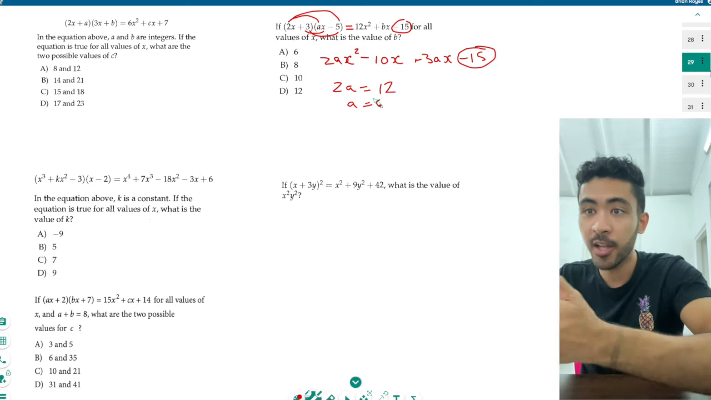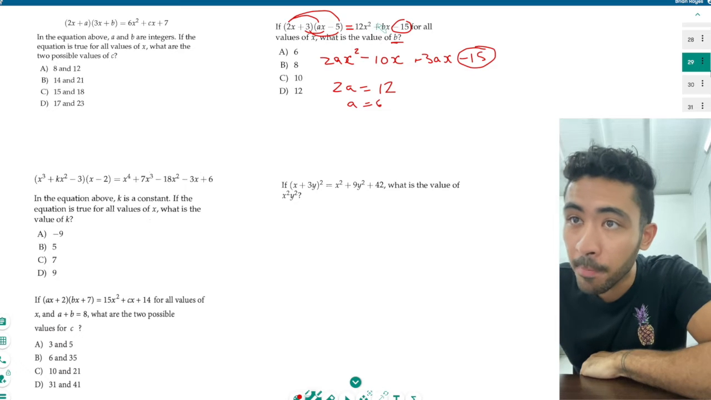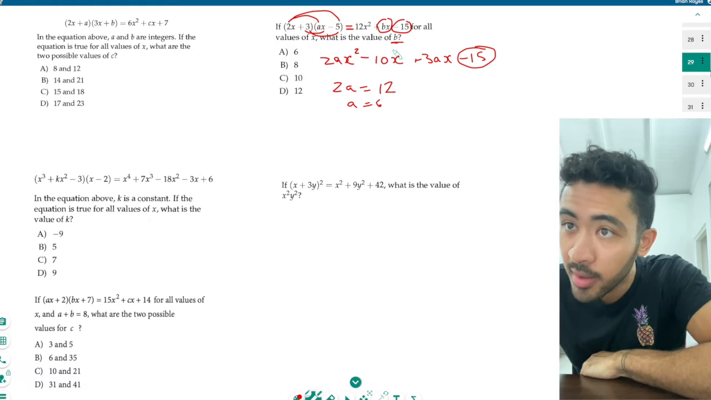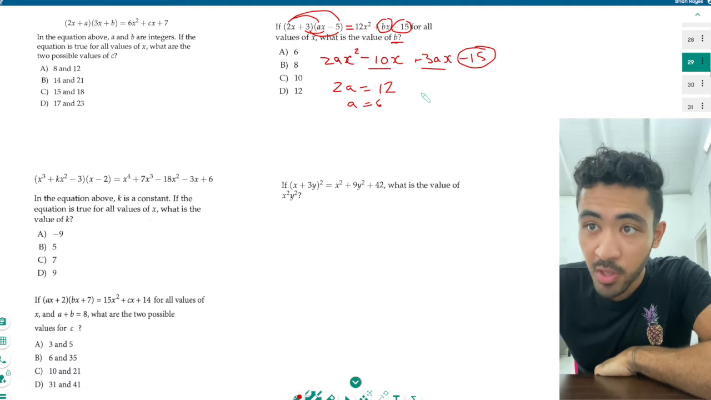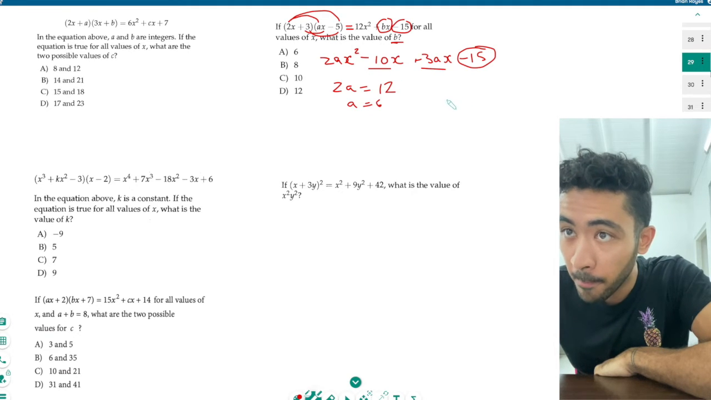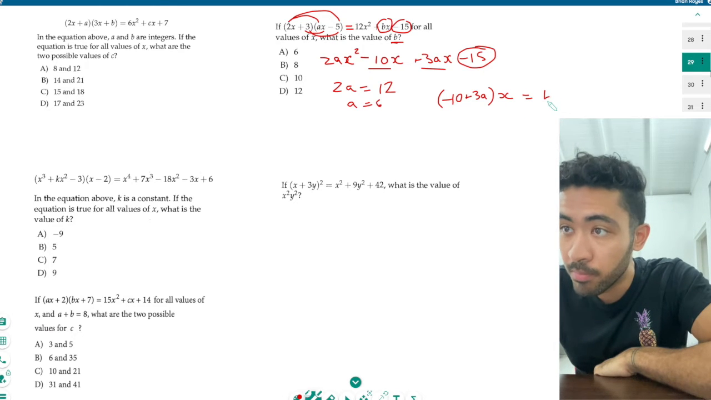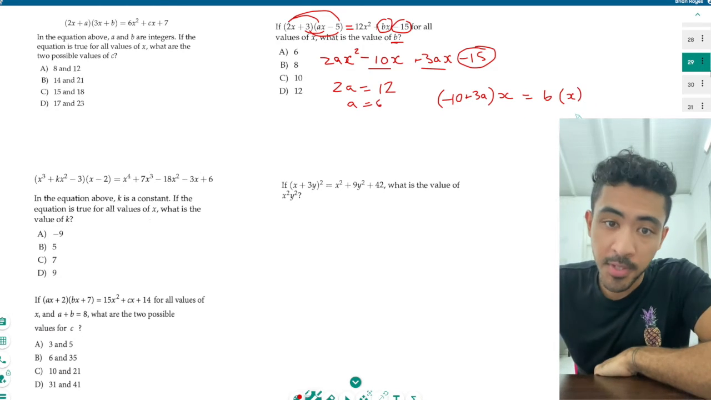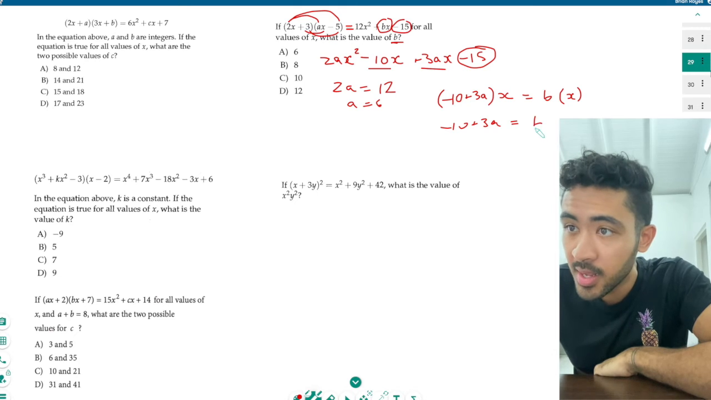Great. Now, how does that help us to get closer to the value of b, which is what they want? Well, we know that b is in front of x on the right-hand side, which means we're going to compare it with whatever's in front of x on the left-hand side. In this case, that means that minus 10 plus 3a, which is the coefficient of x on the left-hand side, must be equal to b times x. So we're going to now say minus 10 plus 3a, and we're going to drop the x's because x is common to both sides, must be equal to b.